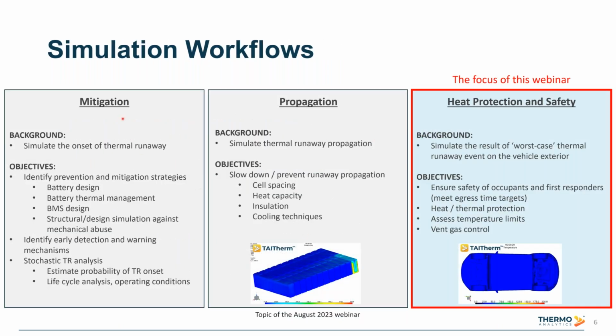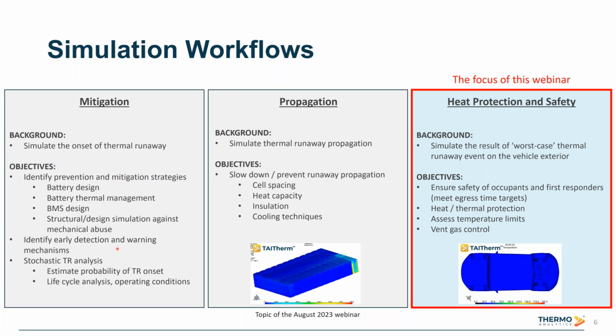So based on these safety standards, there's a few different simulation workflows that we're interested in. The first one is mitigation. Here we're trying to actually simulate the onset of thermal runaway. So identifying prevention and mitigation strategies, we're looking at optimizing the battery design, the battery management system, and the battery thermal management logic. We're looking at optimizing structural design in the event of collision or mechanical abuse. We're identifying the optimal early detection and warning mechanisms for thermal runaway.